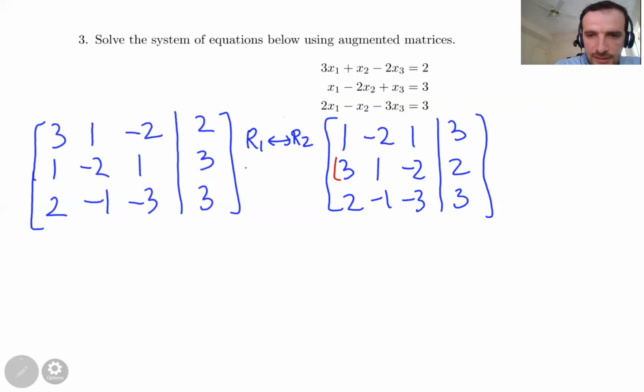Now I want to make this entry and this entry 0, right? Remember, in the identity matrix, I have only ones on the diagonal and all other entries are 0. So the process of reducing this matrix to an identity matrix is just to try to make this entry 0, okay? And how can I do that? To make this entry 0, I can multiply the first row by -3 and add it to the second row. And similarly, I can multiply the first row by -2 and add it to the third row to make all these entries 0, okay?